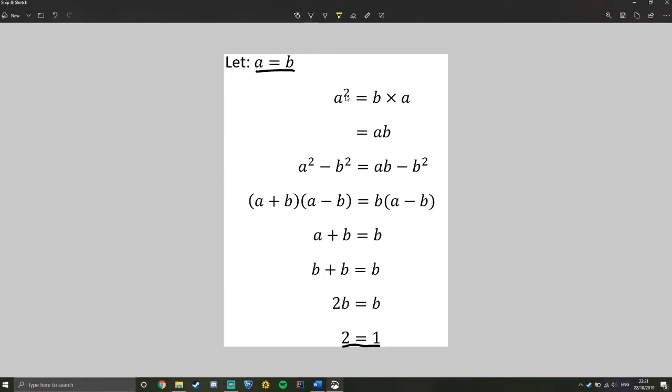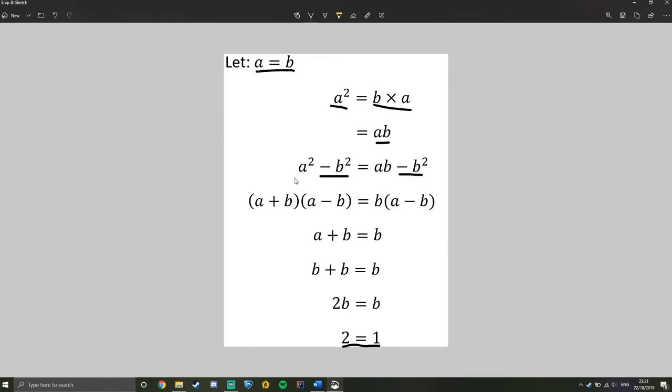In algebra, if you have two-sided expressions, then if you do something to one side, you have to do it to the other side. So say, for example, if I times this side by a, a times a is a squared, and then b times a is, well, b times a, which gives you ab. That's already the first couple of steps done. Now, if we take b squared from both sides, we're just left with a squared minus b squared and ab minus b squared. It makes sense.